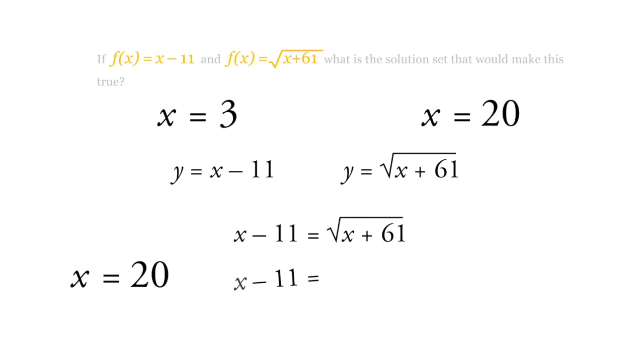I replace this x with 20. 20 minus 11 is 9. And I replace this x with 20. 20 plus 61 is 81. And 9 does, in fact, equal the square root of 81.